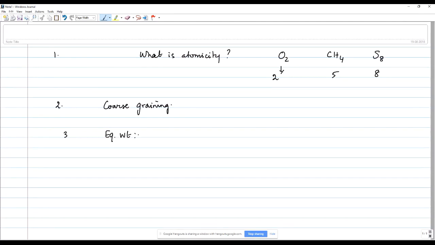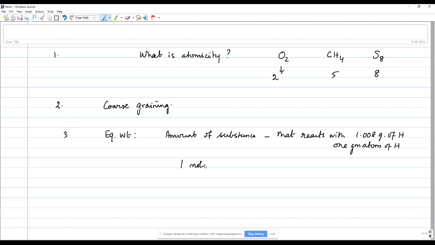Equivalent weight. It's the amount of substance that reacts with 1.008 gram of hydrogen. That's 1 gram atom of hydrogen. Okay. Now, this hydrogen is a reference point. It can also be said in more recent ways, the amount of substance that will release 1 mole of electrons.